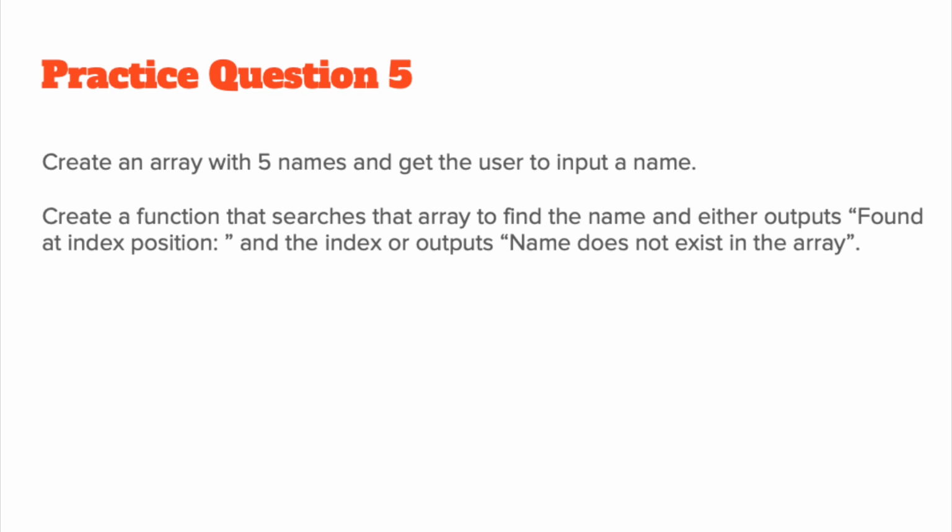It's that easy. Create an array with 5 names and get the user to input a name. Create a function that searches that array to find that name and either outputs found at index position, whatever the index position is, or outputs name does not exist in the array. Pause the video. Try to code this again from scratch, and if you can do this, you have aced linear search. There's nothing that the exam board can throw at you which you won't be able to deal with.